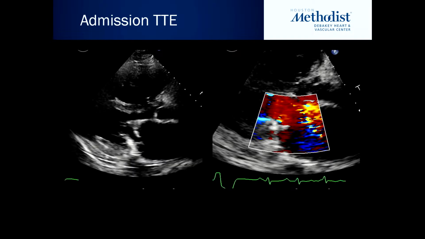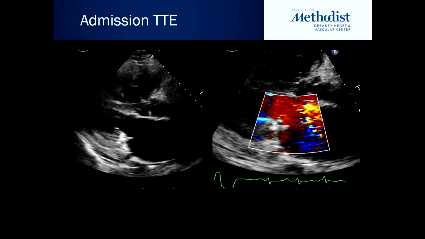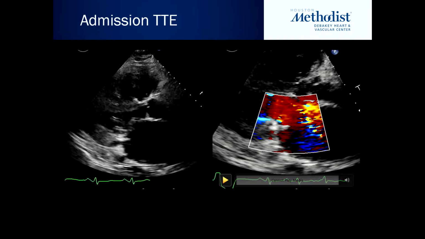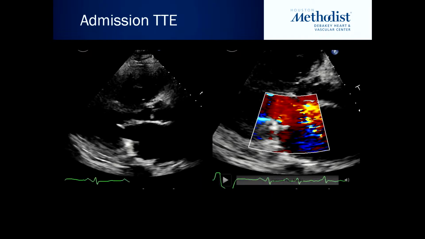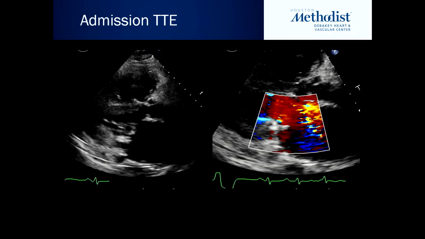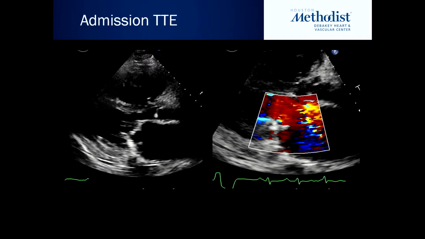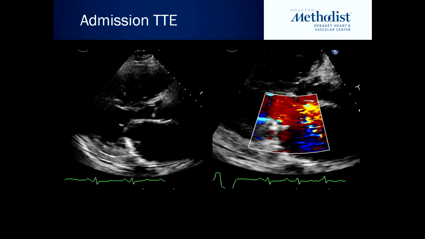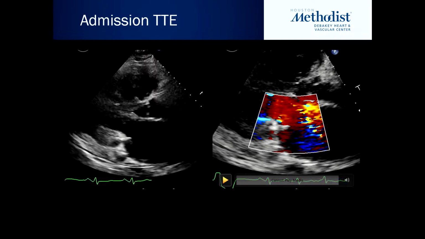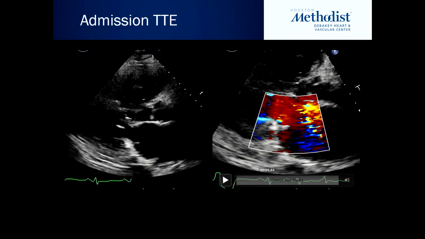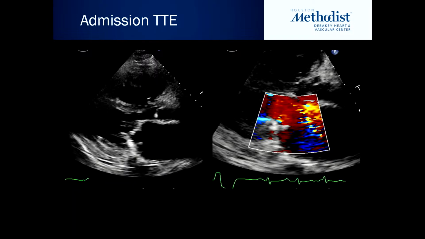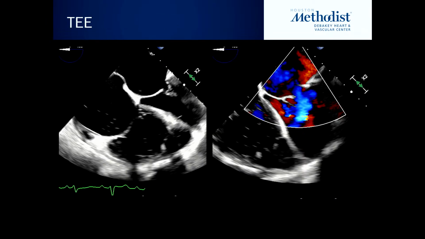When she was hospitalized, she got a TTE. On the left side, on the 2D view, you can see that the anterior leaflet is flail, and it's not coapting, it's going directly into the left atrium. It says it cannot play media, but overall, by color Doppler, it shows that there is very severe mitral regurgitation.